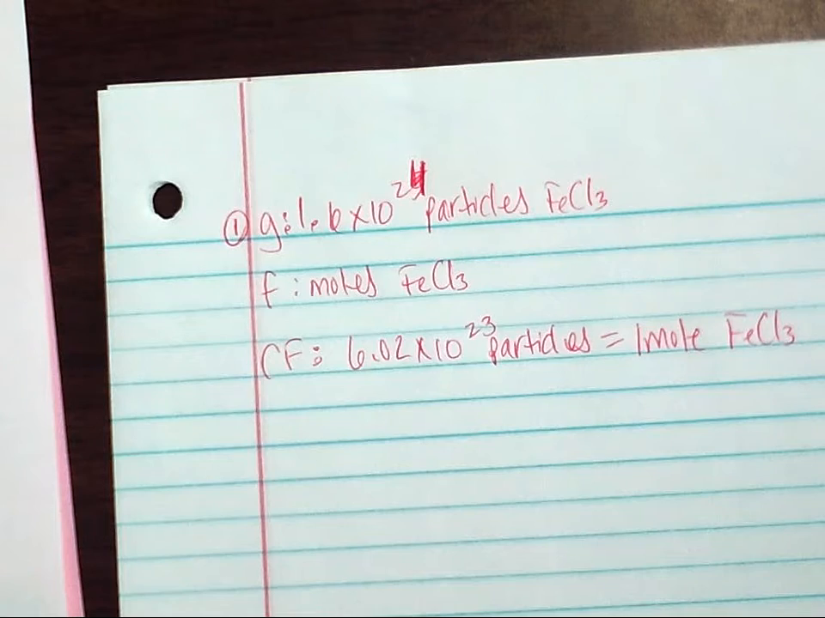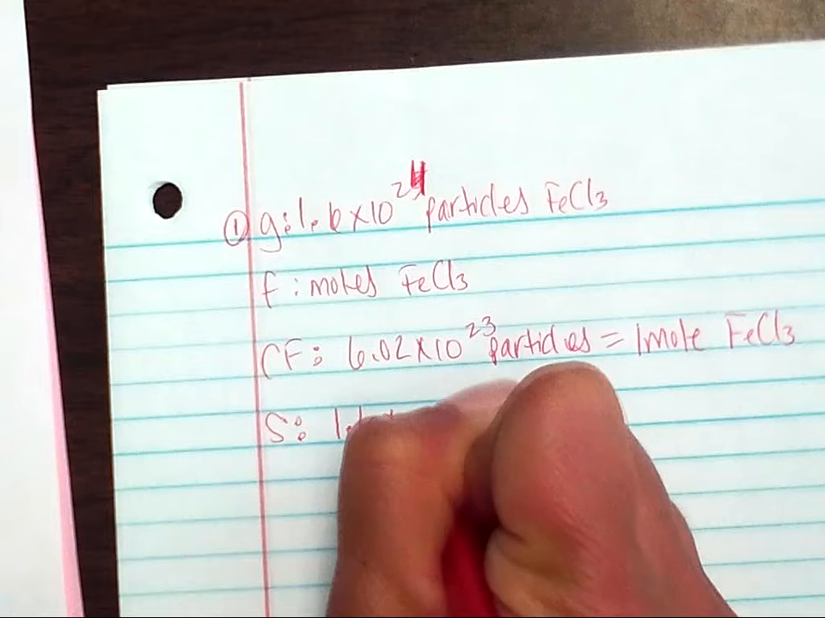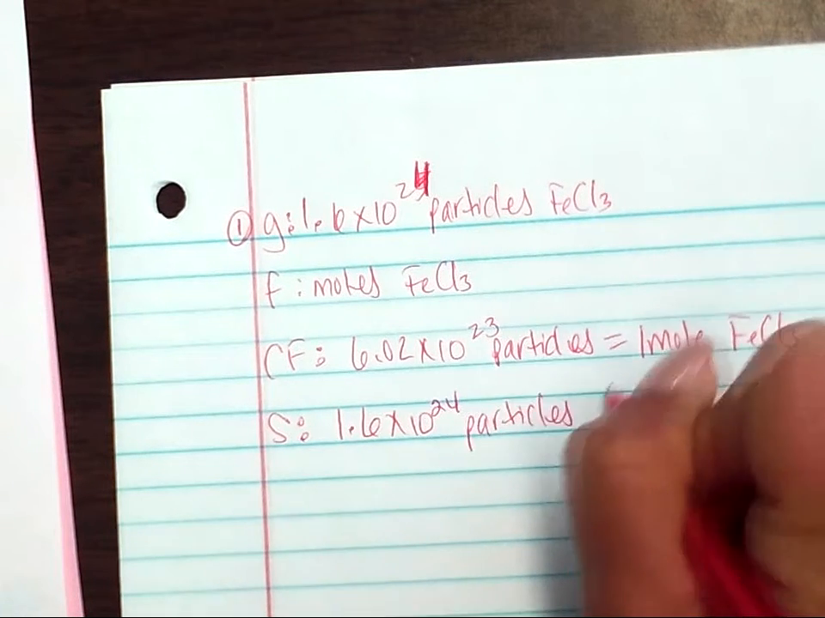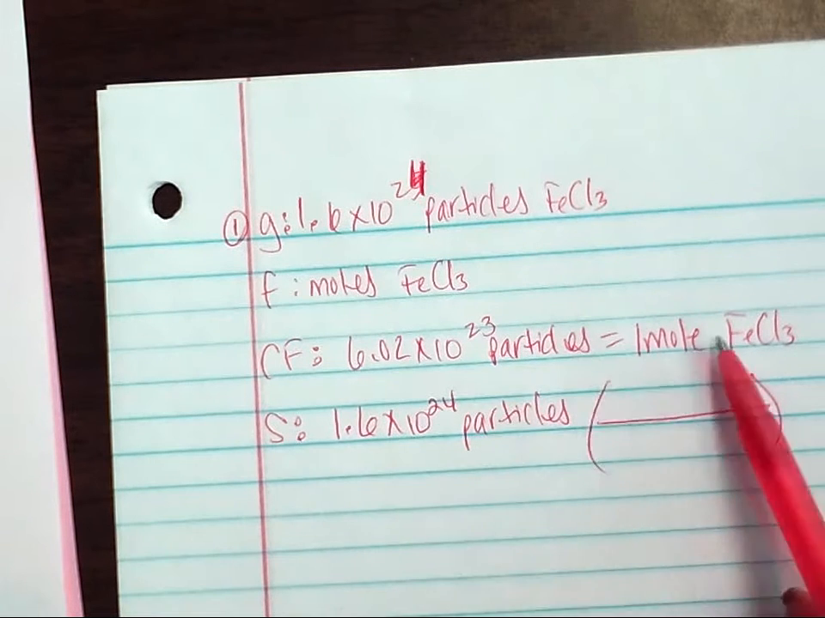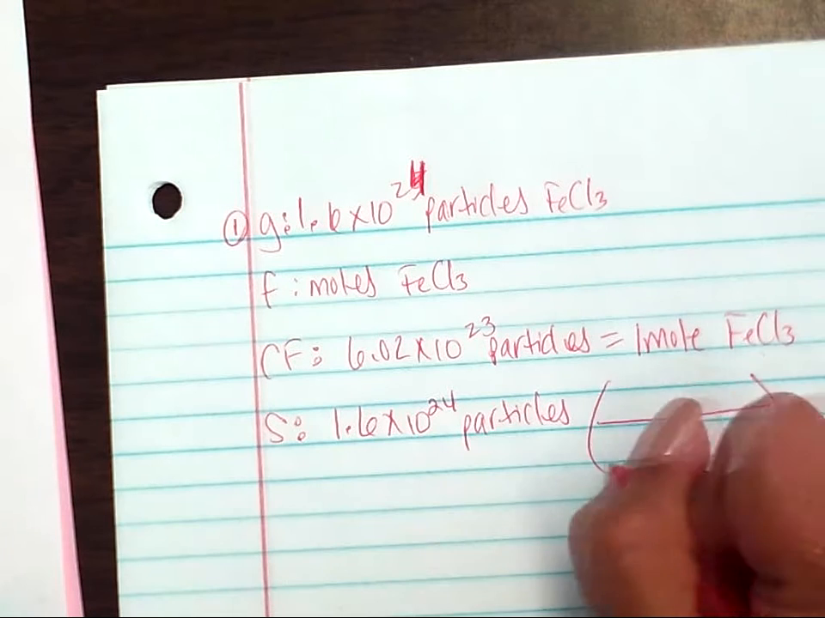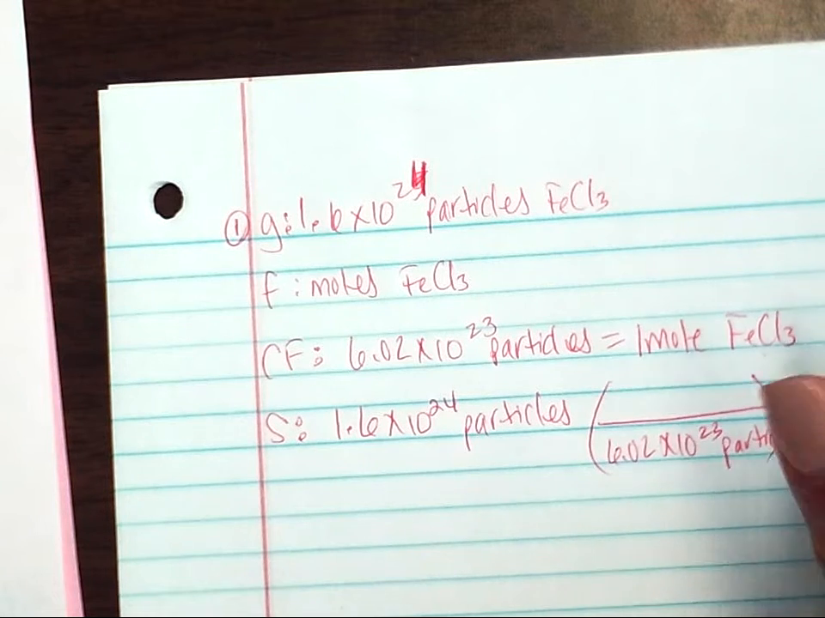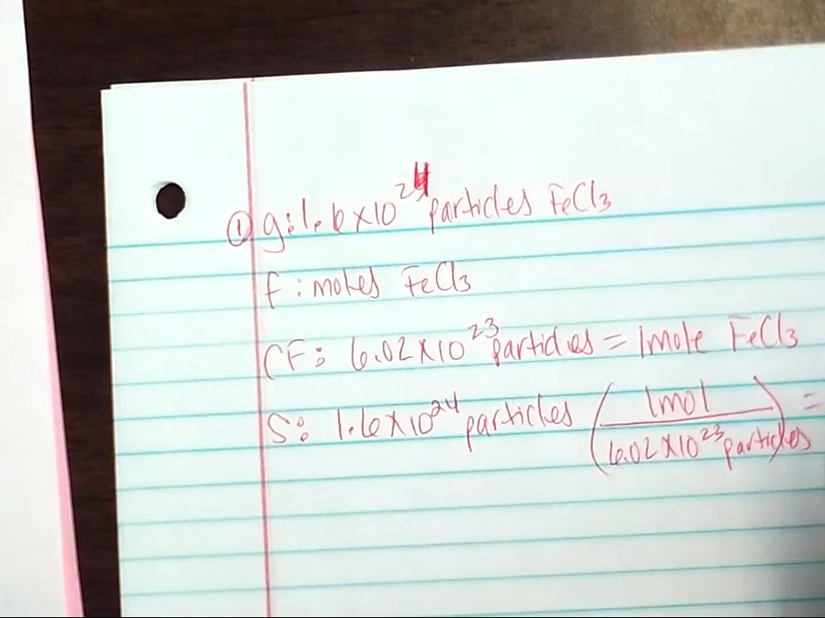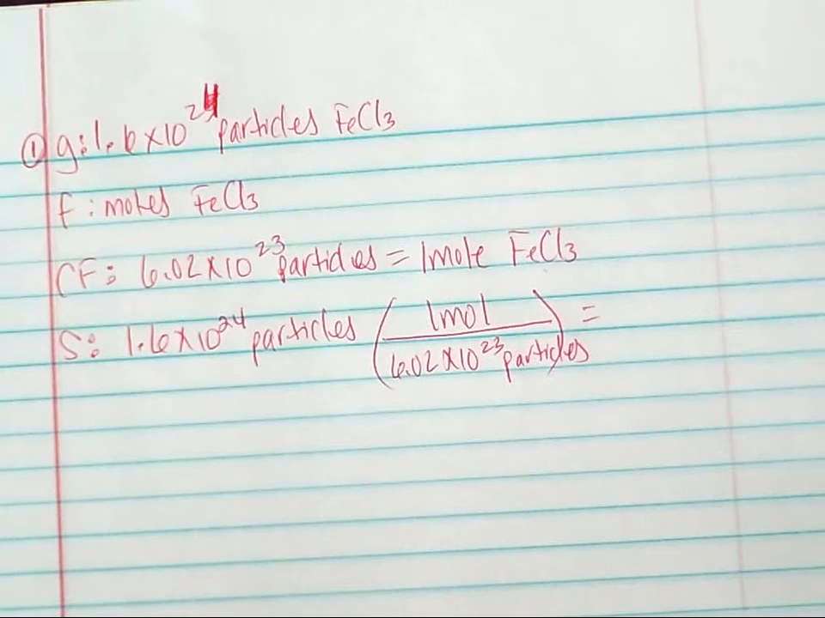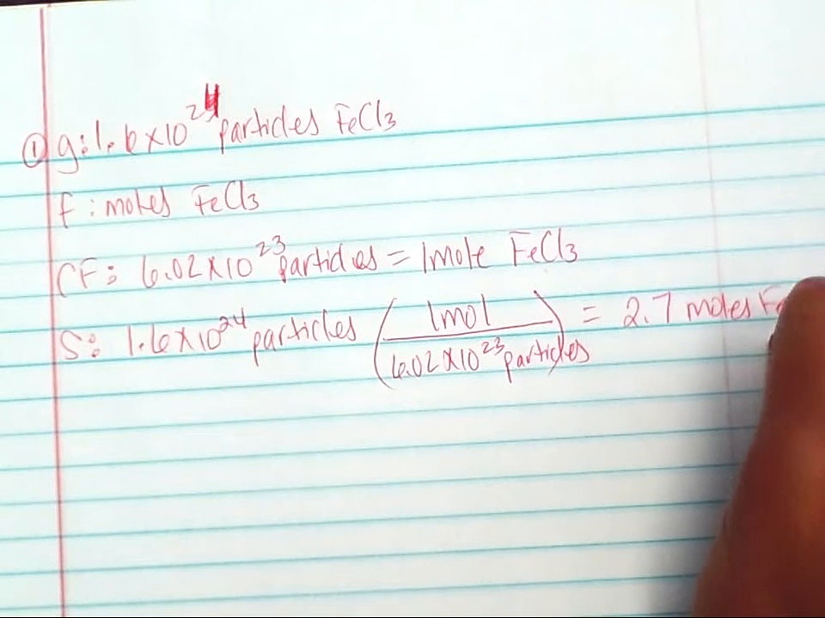Then we're going to set it up, beginning with what was given. We have for the solution 1.6 times 10 to the 24 particles. Okay, and then here, for the conversion factor, which one goes on the bottom? Yes. 6.02 times 10 to the 23rd particles, yes. Leaving the 1 mole for the top. Okay, you would do your math, and your answer should be 2.7 moles of FeCl3.